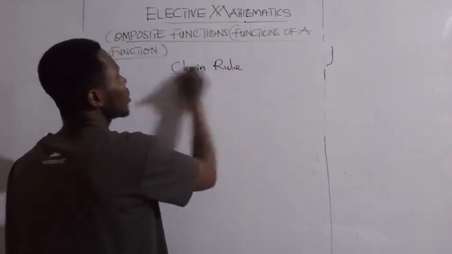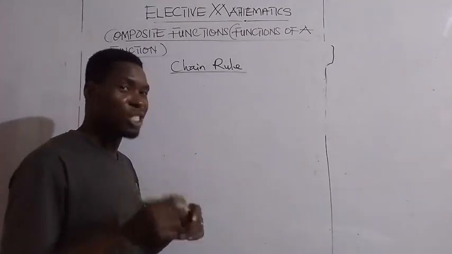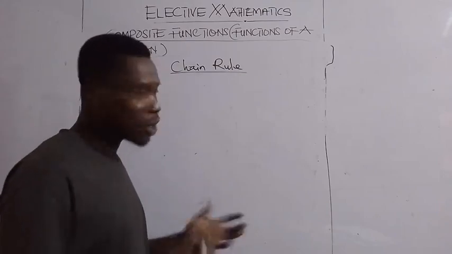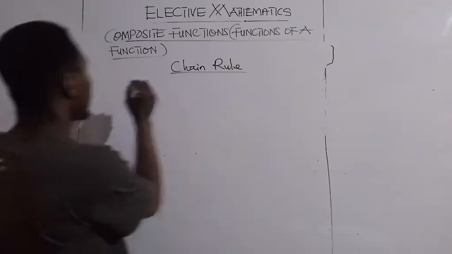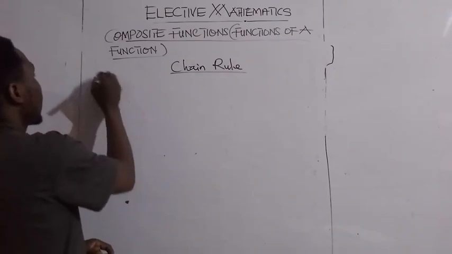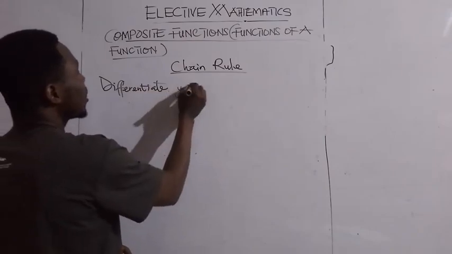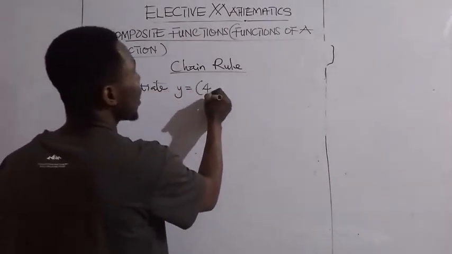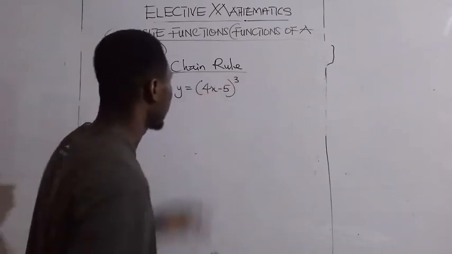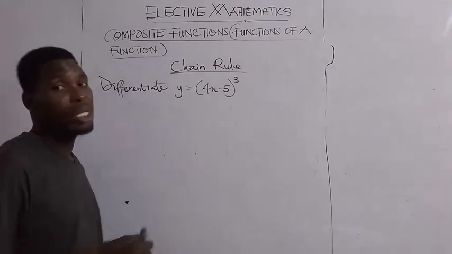So we'll take the questions using the chain rule. You see how easy it is. At the end of the lesson, I'll be teaching you some short way of solving it without going through the chain rule. But when the question asks you to use the chain rule, you can't go behind and do something else. So we'll take our first question. Our first question says that we should differentiate y is equal to (4x minus 5) to power 3. Immediately you see this, you need to know that this one we need to use the chain rule.